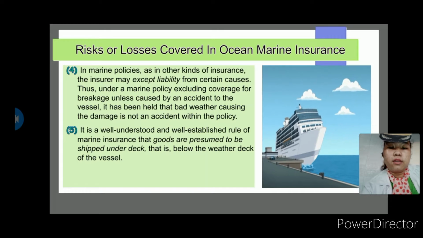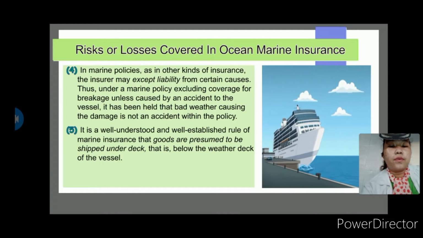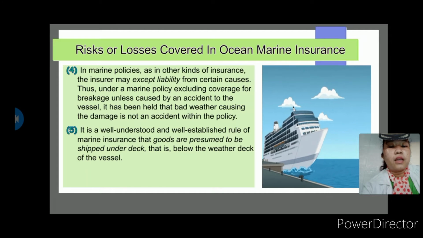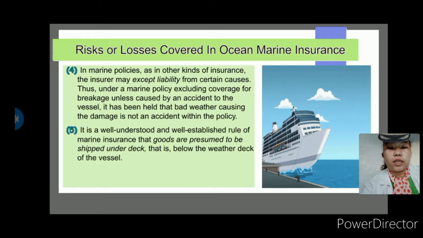Accordingly, underwriters cannot be expected, without special notice, to assume the risk of goods laden on deck and will be released from their contract if the insured subject is so loaded.